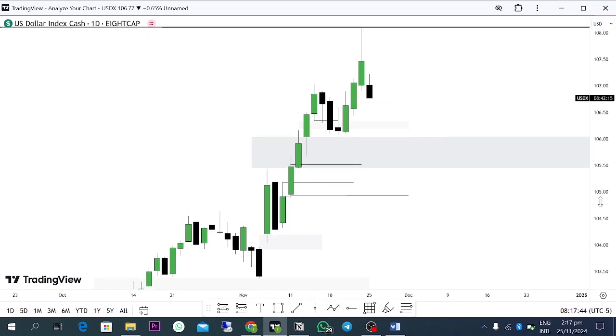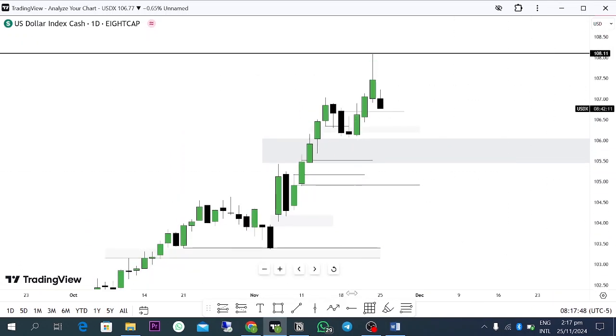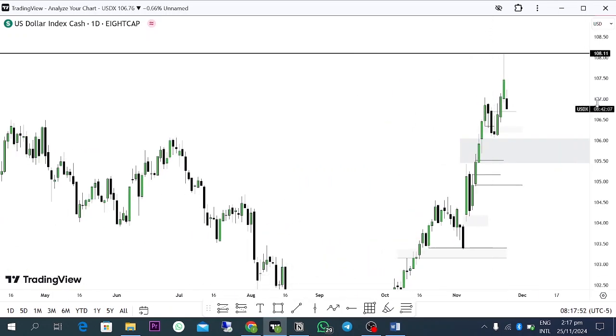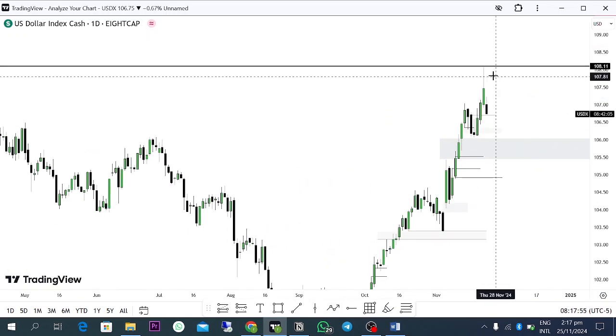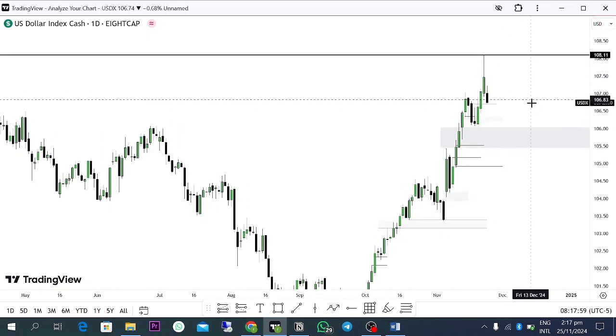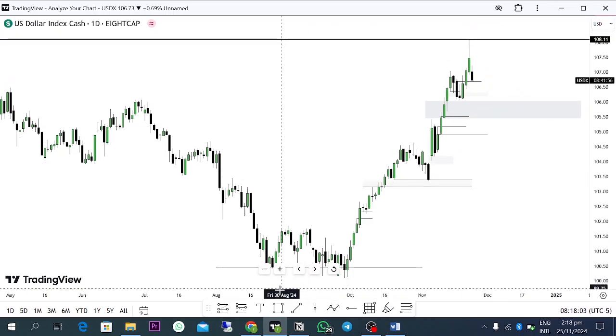But most importantly, so, the draw on liquidity on the higher time frame: are we bearish or are we bullish? For me, I'm still bullish on dollar index, at least up to last week's high can be a good draw on liquidity for the dollar index.